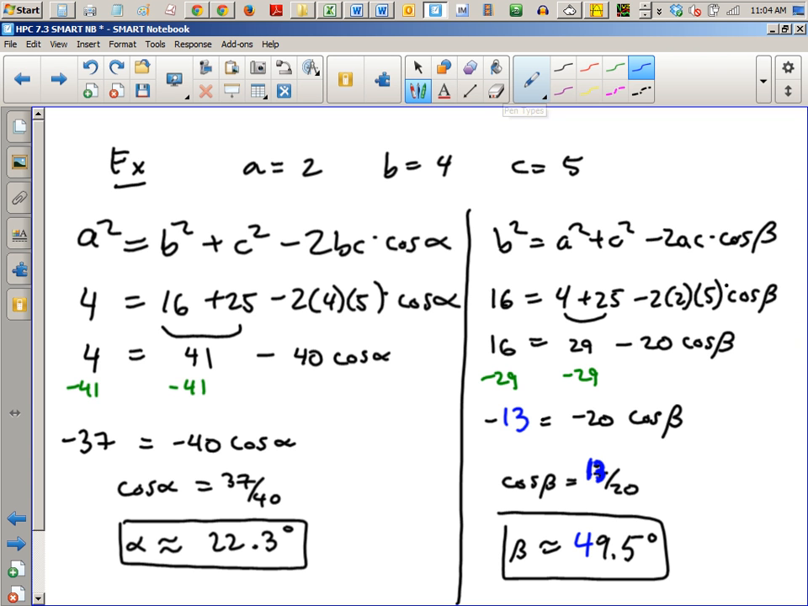And then how do you find the third angle in a triangle when you know two of them? Just 180 minus the 2 that you have, right? So gamma is going to be 180 minus the 22.3 minus the 49.5. So gamma is 108.2.